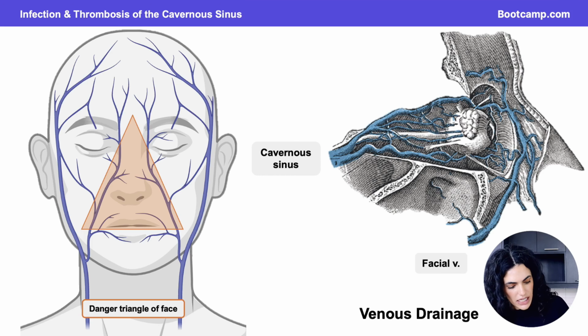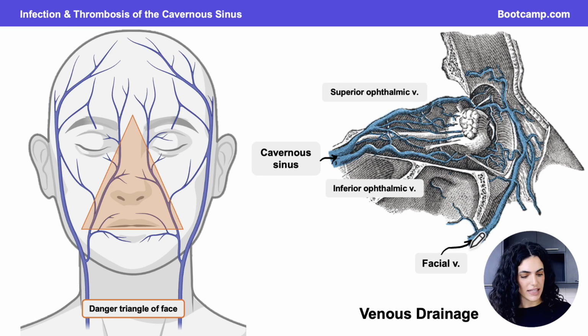Today's video will be talking about an infection or thrombosis of the cavernous sinus. So here we can see the cavernous sinus, and here we can see the facial vein. And we know that the facial vein does have some connections with the cavernous sinus via the superior and inferior ophthalmic veins. So here we have the superior ophthalmic vein, and here we have the inferior ophthalmic vein.